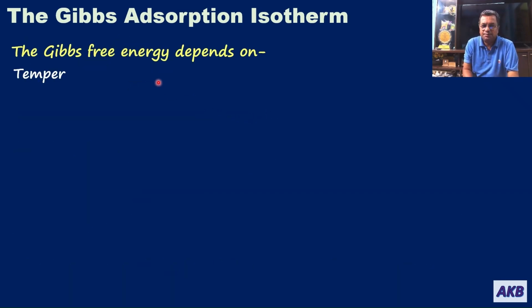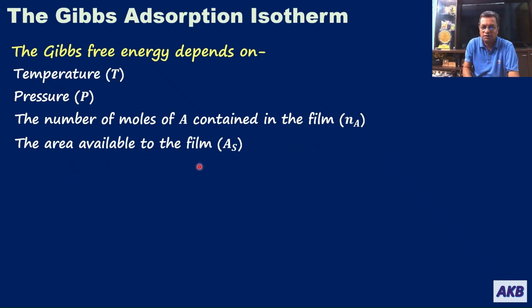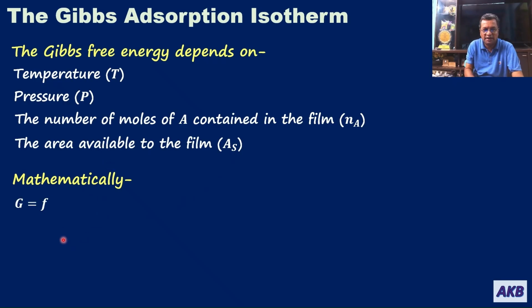The Gibbs free energy depends on these parameters. It depends on temperature, it depends on pressure, it depends on number of moles of A content in the film, that is, number of moles that have adsorbed on the surface. We are going to denote that by Na. Then it also depends on the area that is available to the film. We are going to denote that area by As. So mathematically, you can represent this as G is a function of T, temperature, pressure, number of moles of A, and surface area available to the film.